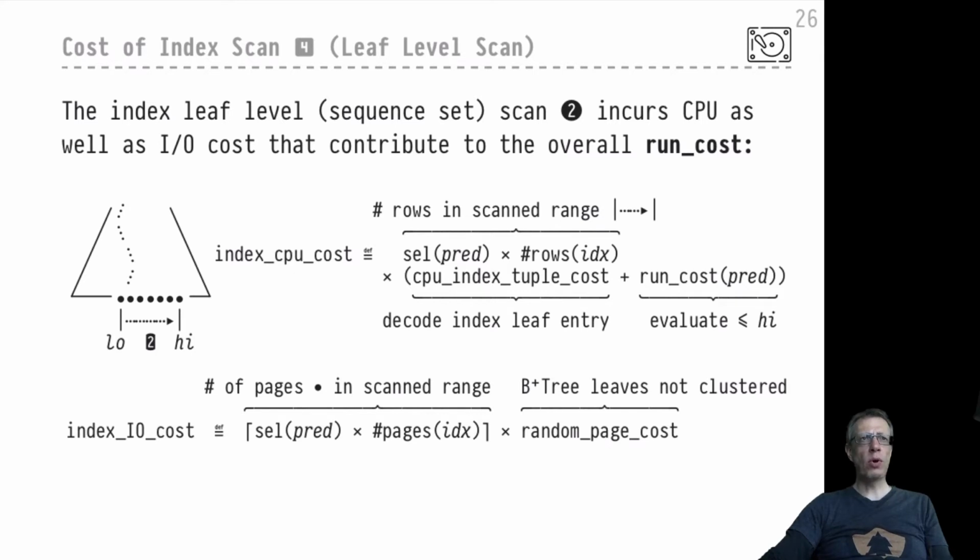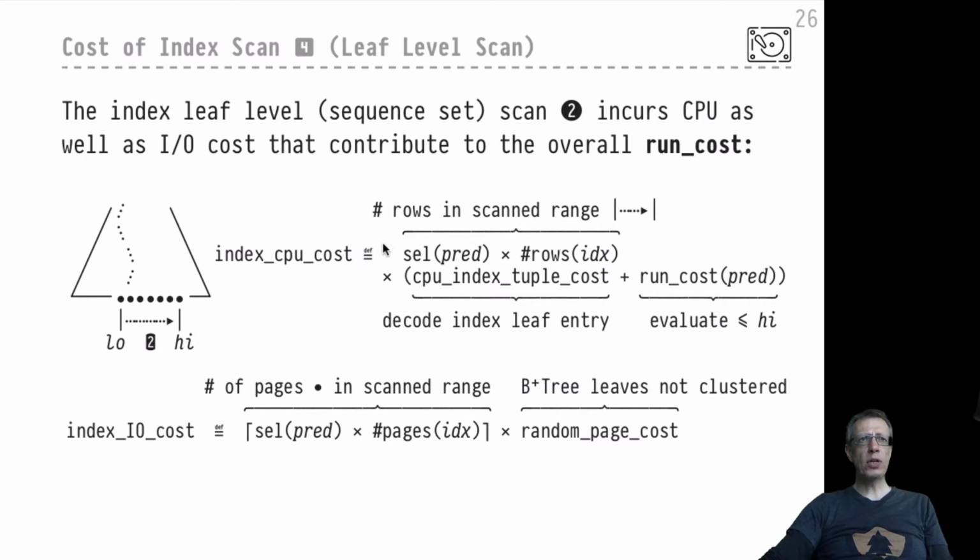So let's talk about the CPU cost first. This would be the number of rows that we have to process while we scan the index leaf level. That would be the number of overall index entries multiplied by the selectivity of the predicate.